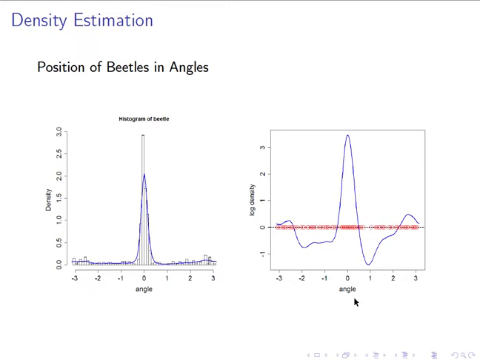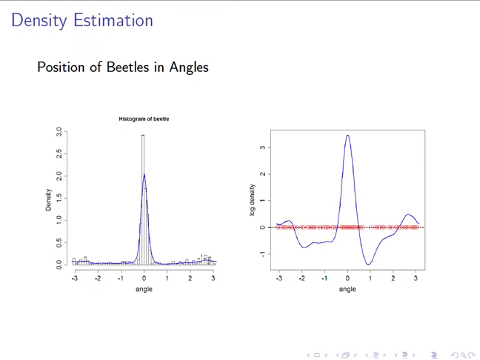So this is the second type of constraint function. Another constraint function is the density function, right? Here, this is to show you the position of beetles in angles. The left side shows the histogram of the beetles in angles. And we want to estimate these density functions, okay?